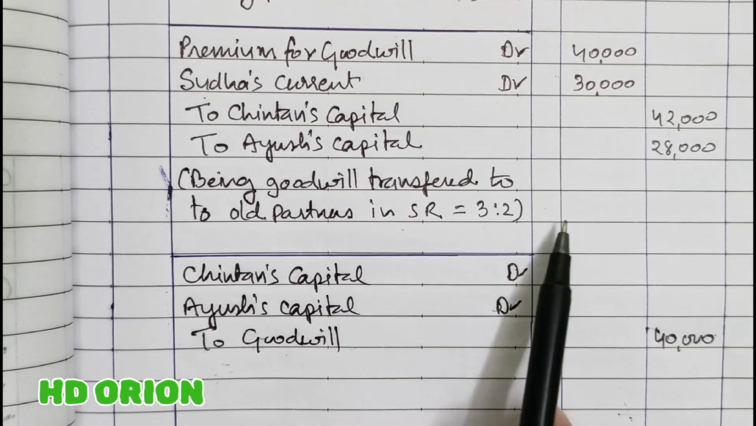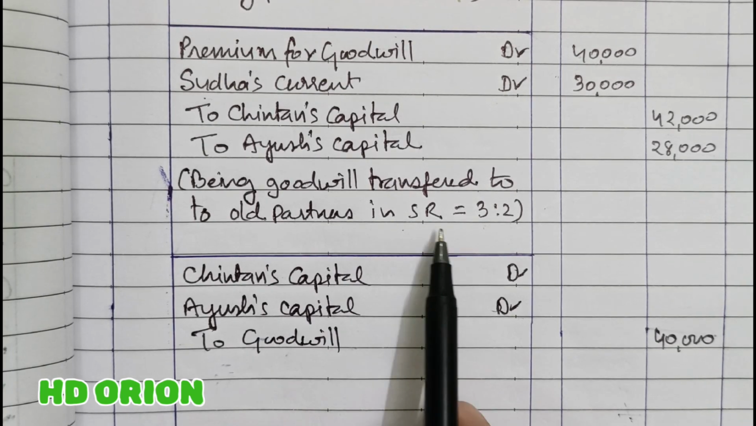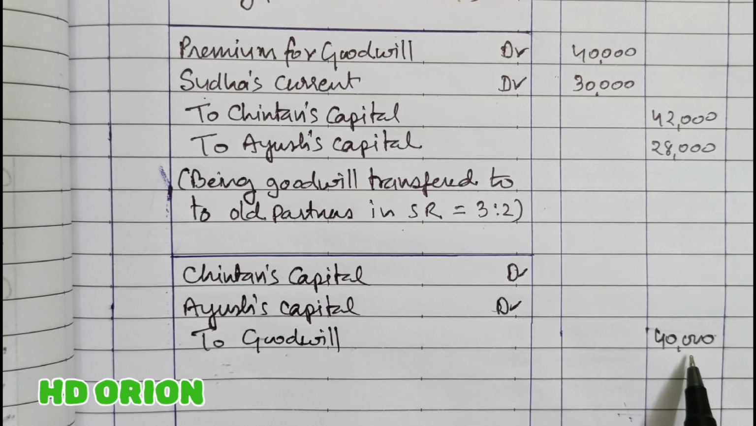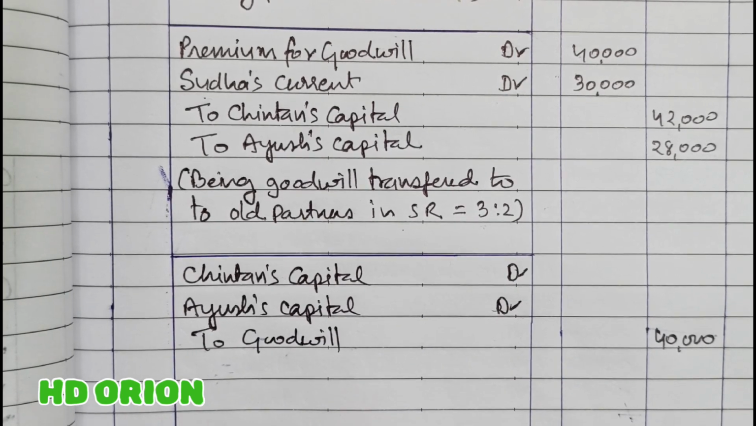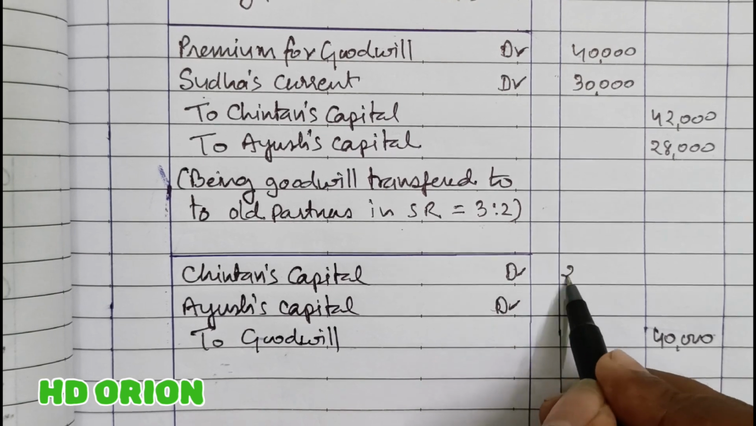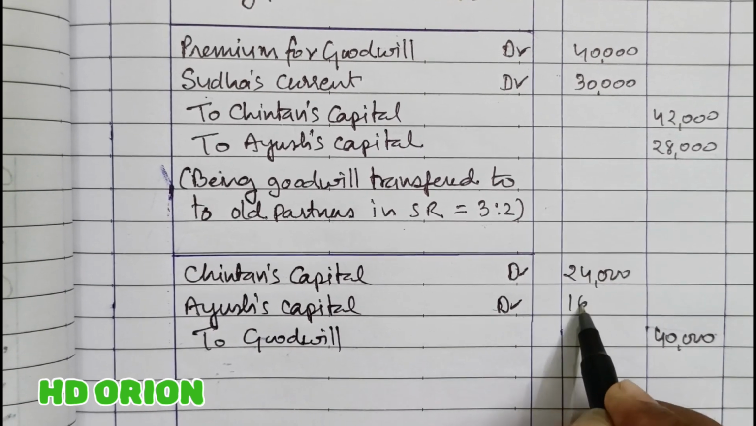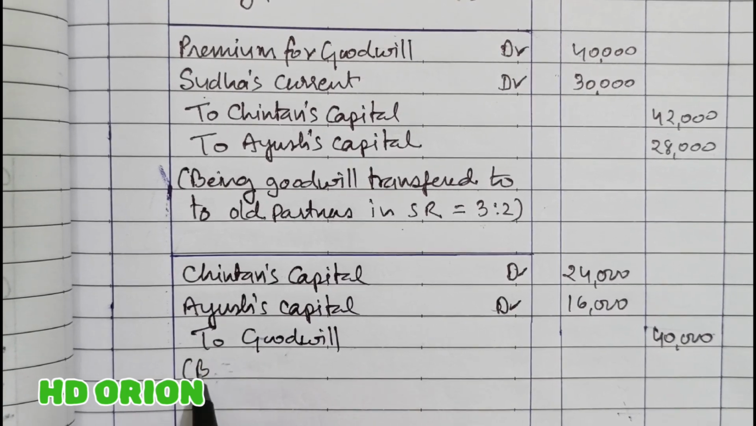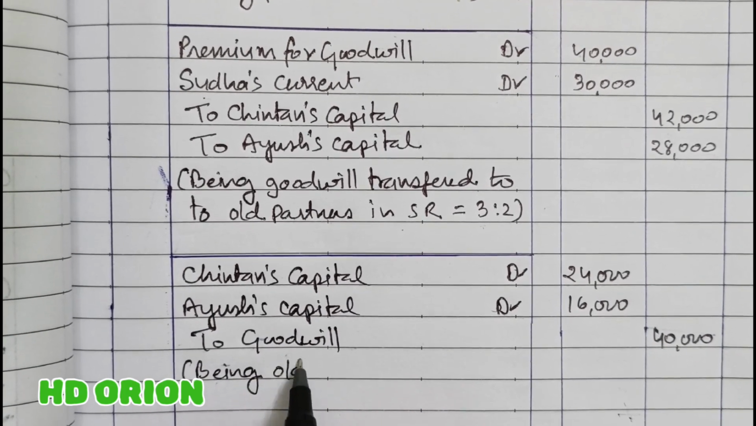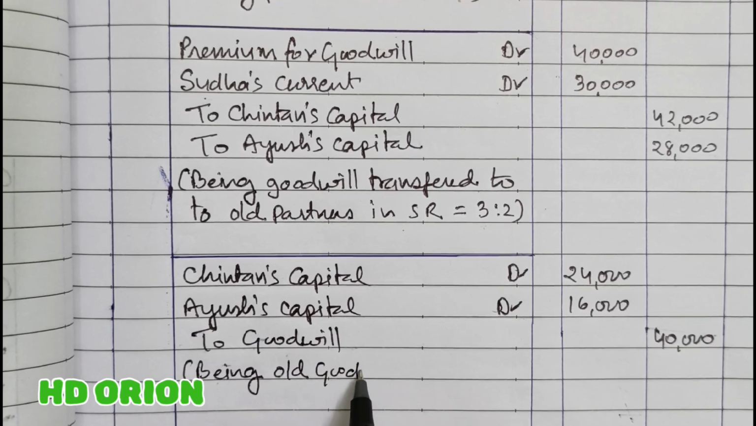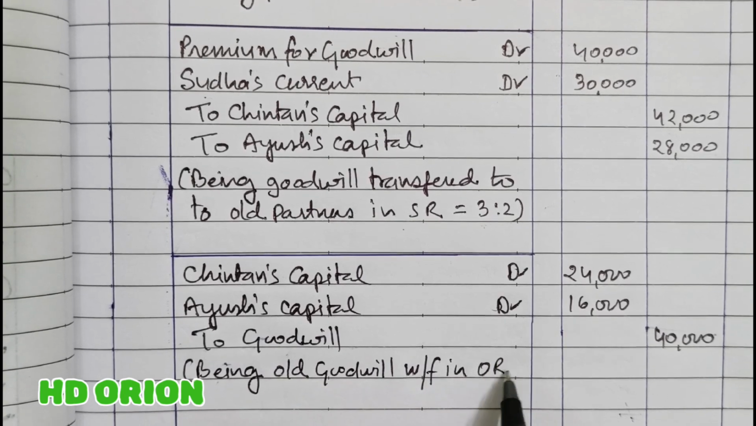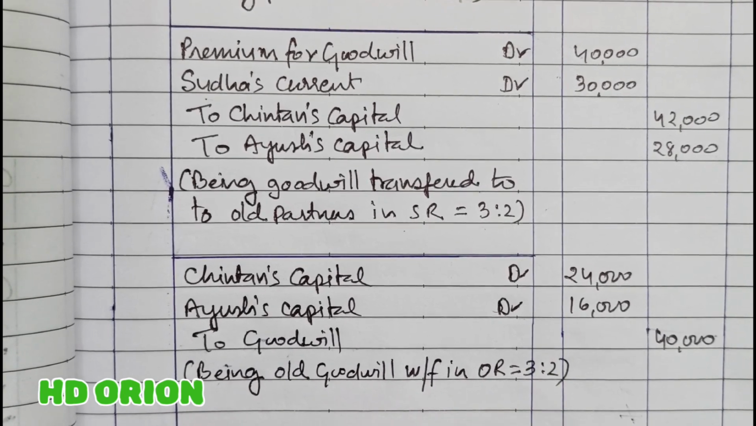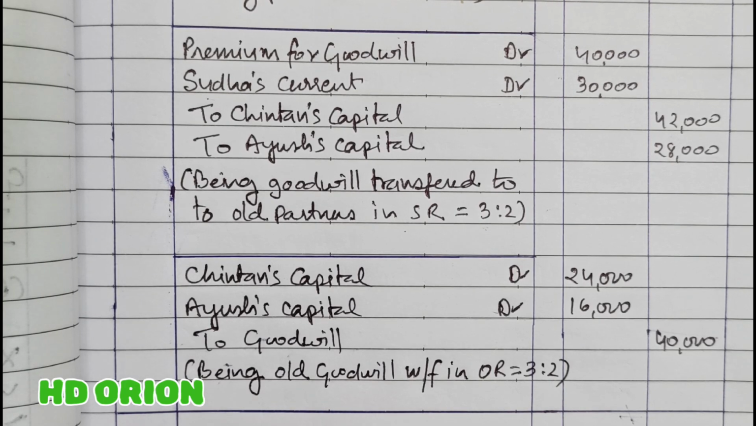In no case should such an entry be done for old ratio. You have to call it sacrificing ratio. So when 40,000 is broken in the ratio 3:2, it will be 24,000 and 16,000. Being existing goodwill or old goodwill written off in old ratio, which is again 3:2. So this is the solution for case A of the question.